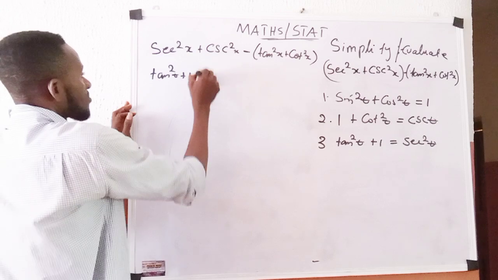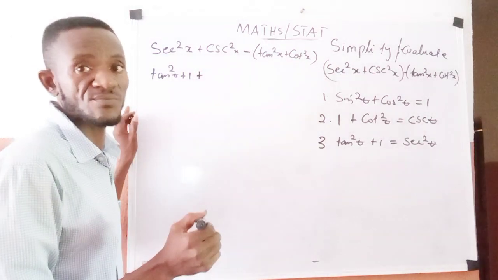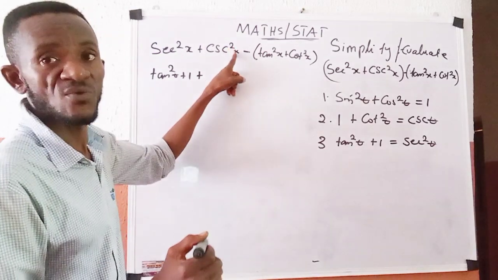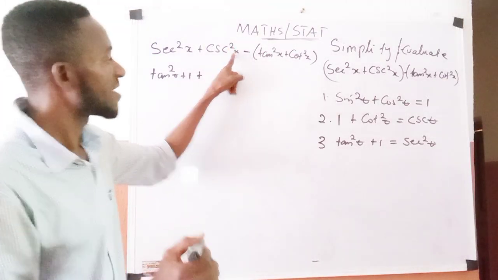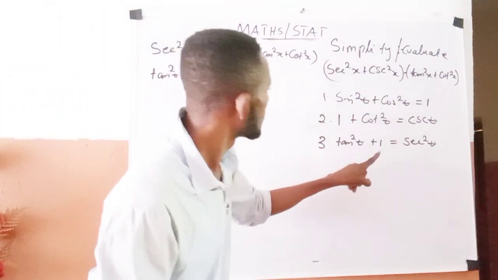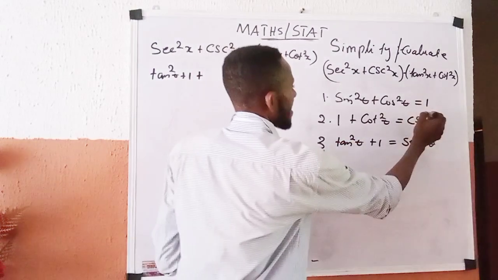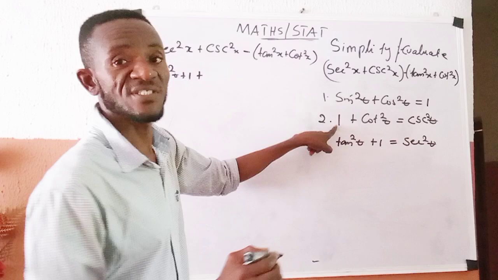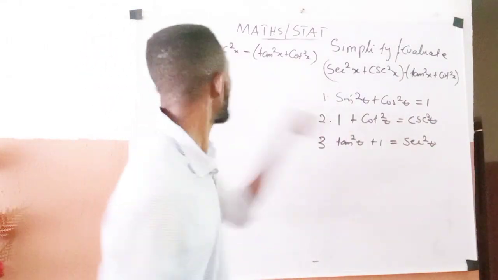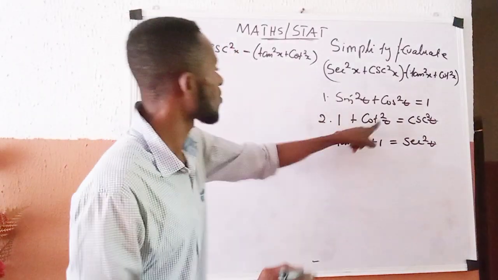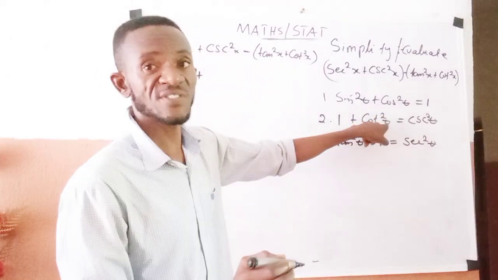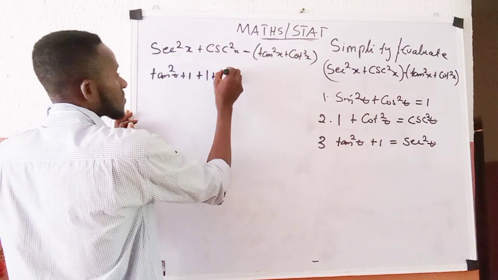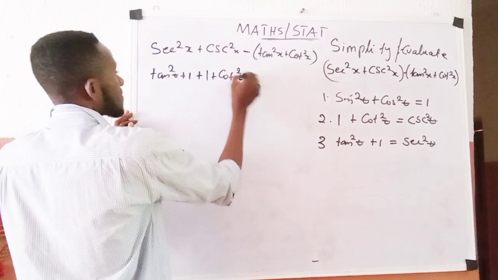The sign here is plus. I know that csc squared x, which is what I have here, is given as this quantity. So instead of writing csc squared x, I am going to write 1 plus cot squared x. So I'll come here in place of this. I have 1 plus cot squared x.